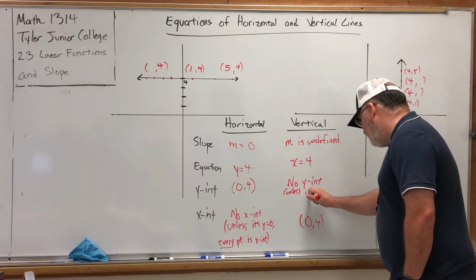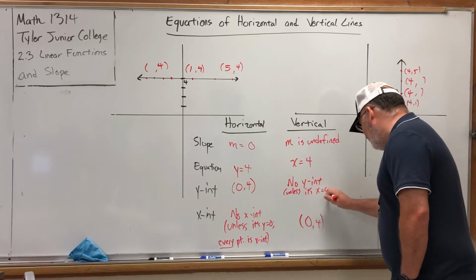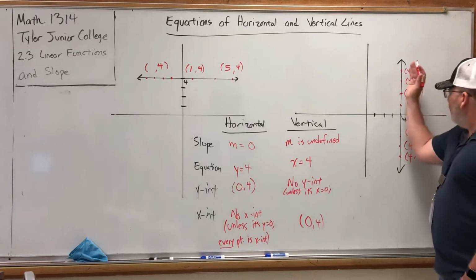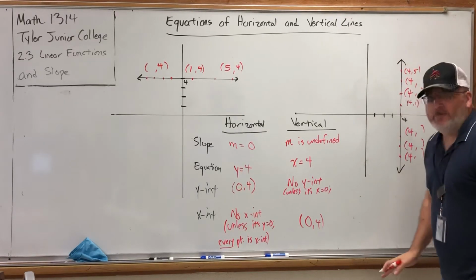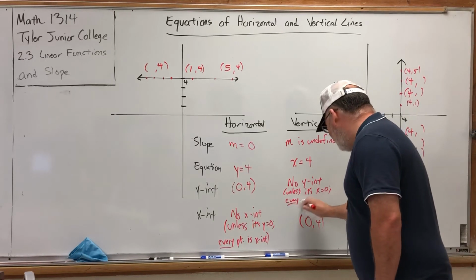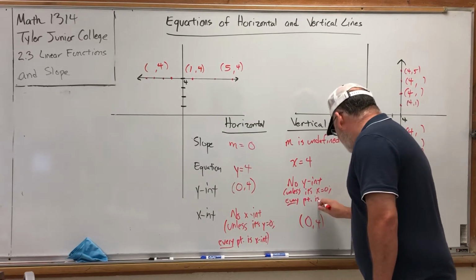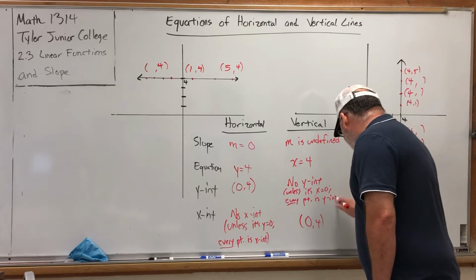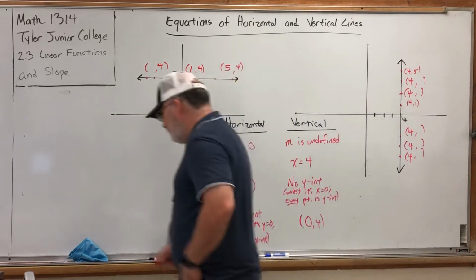Unless your equation is x equals 0, in which case this vertical line would be sitting here, it would be the y-axis, and in that case, every point is a y-intercept in the sense that it's on the y-axis.